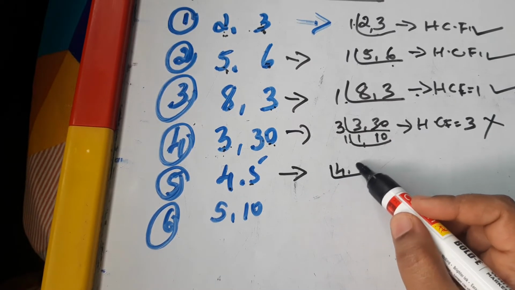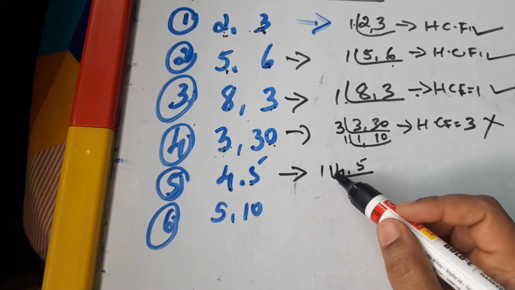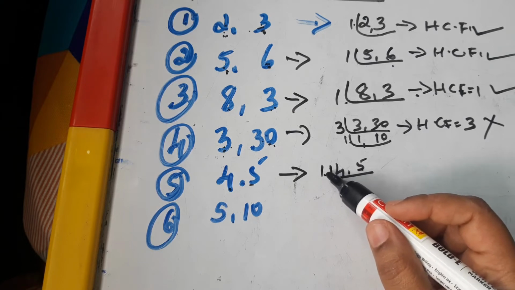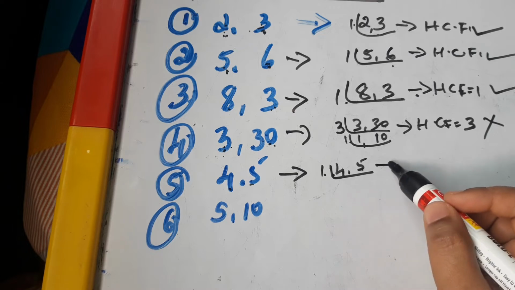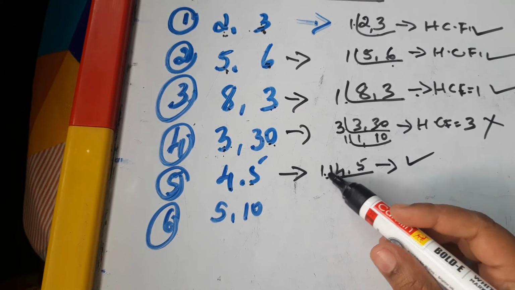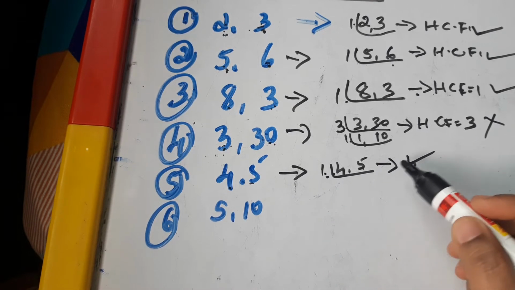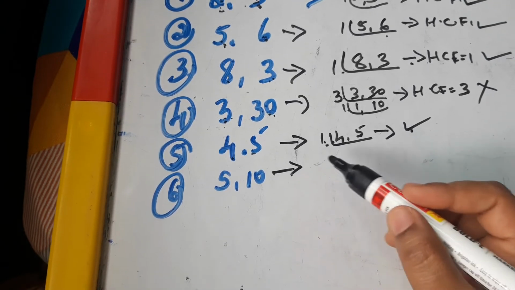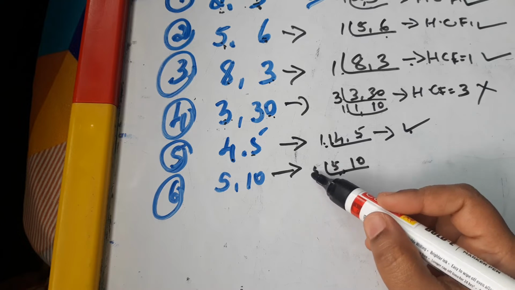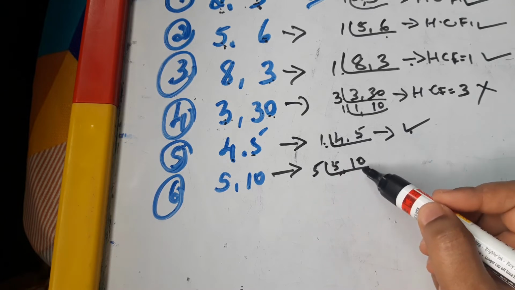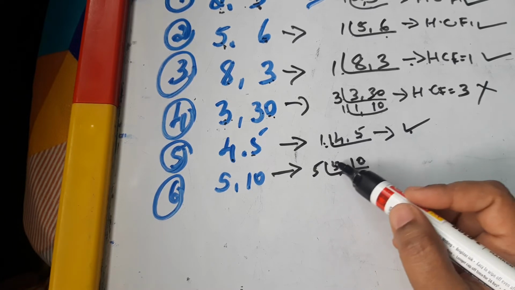4 and 5, 1 is the common factor. 1 ones are tables only, 4 and 5 will multiply or divide. So the HCF is 1, then this is a coprime pair. And 5 and 10, find the HCF of 5 and 10. When 5 and 0 are there in the ones place, then that pair is not coprime.